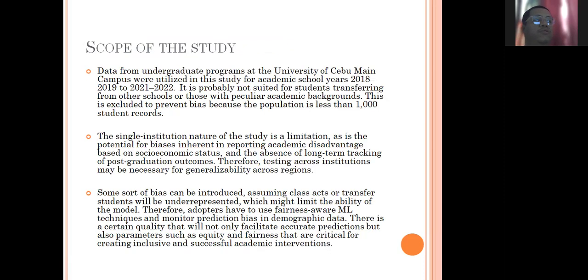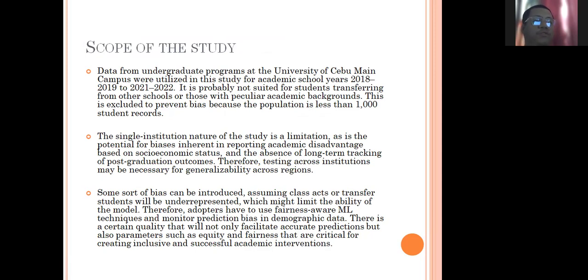So the scope of the study: the data from undergraduate programs were extracted from University of Cebu main campus for academic years 2018 to 2019 until 2021 to 2022. It is probably not suited for students transferring from other schools or those with peculiar academic backgrounds. This is to prevent biases if the population is less than 1,000 records.